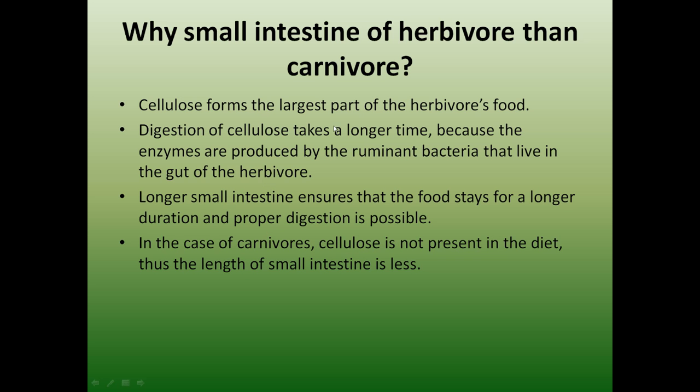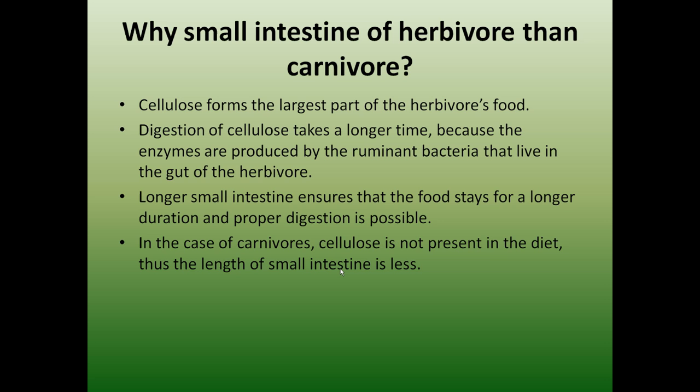So cellulose takes a longer time to get digested. In animals like cow or buffalo, there are ruminant bacteria which secrete enzymes, and these enzymes work on the cellulose and convert it into a simpler, absorbable form. However, this cellulose component is totally absent in the diet of carnivore. So the length of the small intestine is quite a lot shorter than that of the herbivore. In carnivore, the small intestine is shorter, and in herbivore it is quite longer.